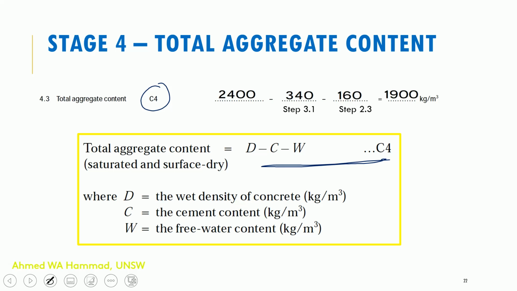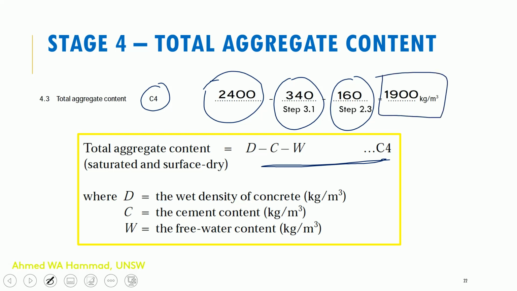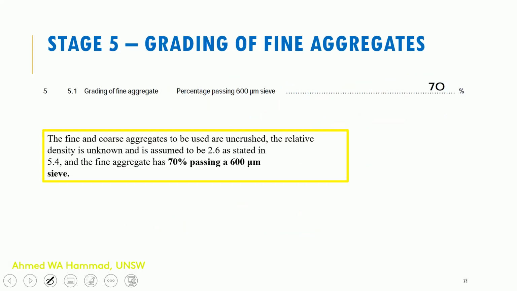So the D, the wet density of the concrete, is what we obtained in the previous step in 4.2. That's the 2,400. The C, the cement content, was what we got from step 3.1. And then step 2.3 gave us W, the free water content, and that was 160. So the overall aggregate content is given as 1,900 kilograms per meter cubed. That was for stage 4.